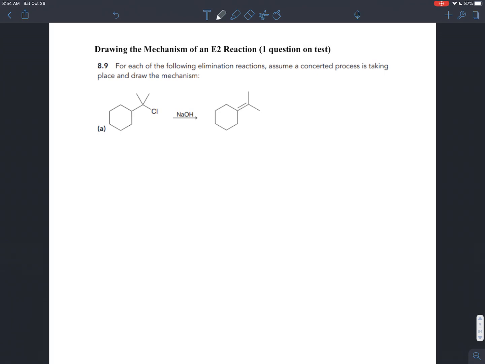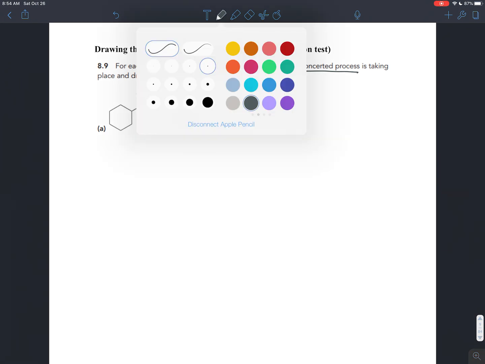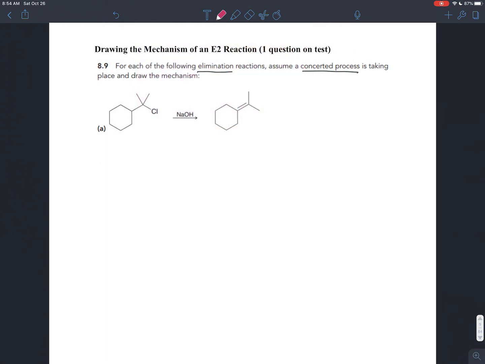In exercise 8-9, we're going to be drawing the mechanisms of some E2 reactions. They say, for each of the following elimination reactions, so we know it's an E, and then it says a concerted process. And concerted means all of the electrons are moving at the same time. It's not happening one step at a time. So the movements of electrons that we've talked about for elimination reactions, for E2 reactions, are loss of a leaving group and proton transfer. So those two patterns are going to be happening at the same time.